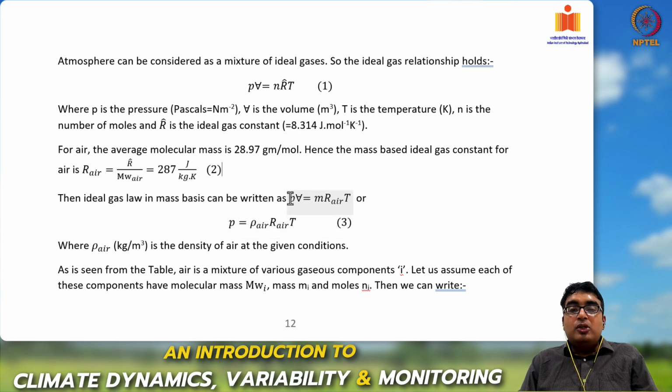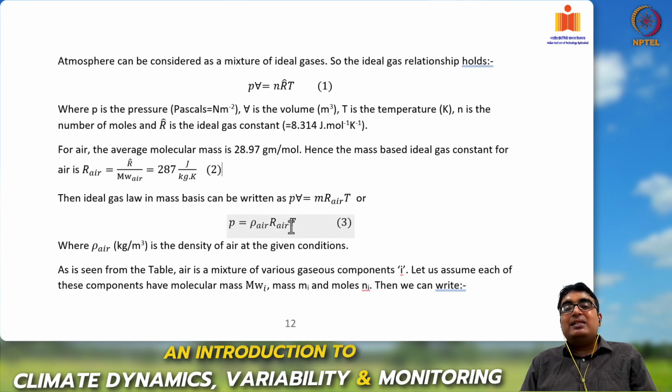So, in this context then, while this is the ideal gas relationship on a molar basis, this is the ideal gas relationship on a mass basis, where m is the mass of air, in this case in kgs. So now if you divide mass by volume, you get the relationship in terms of density, which is more convenient to us. So the pressure of air is equal to the density of air into the gas constant of air into the temperature of air.